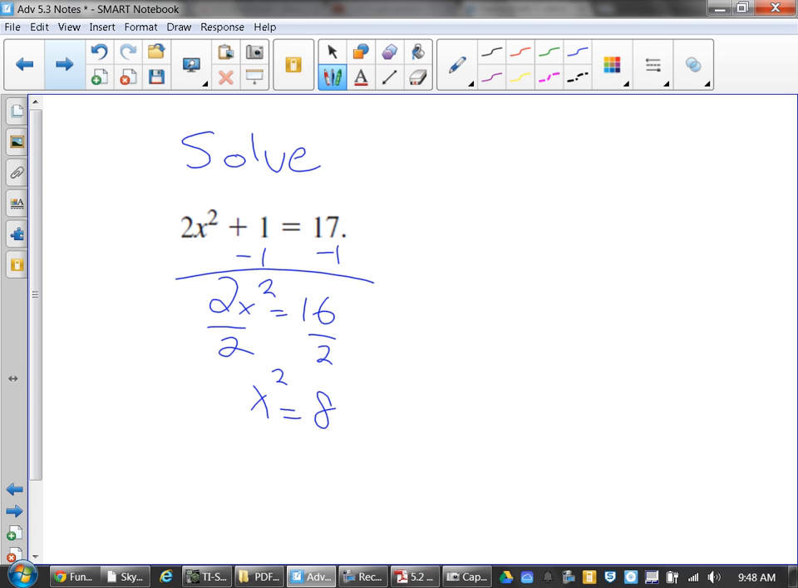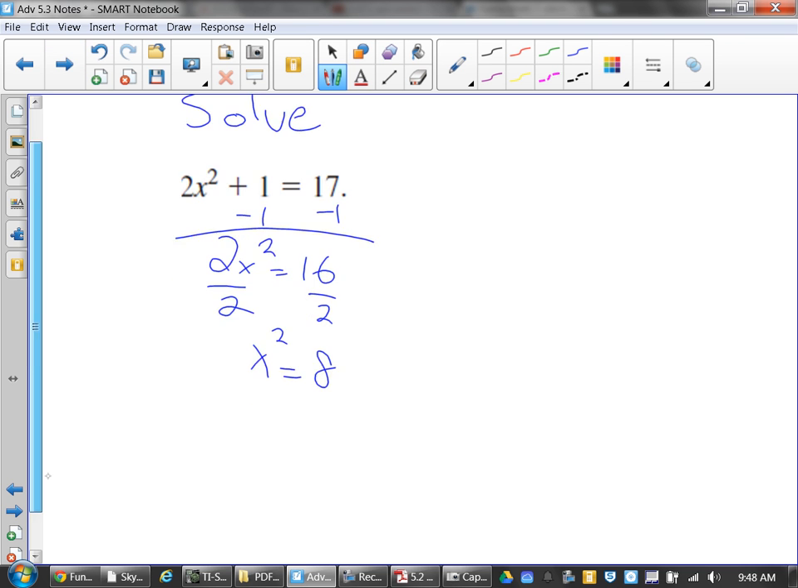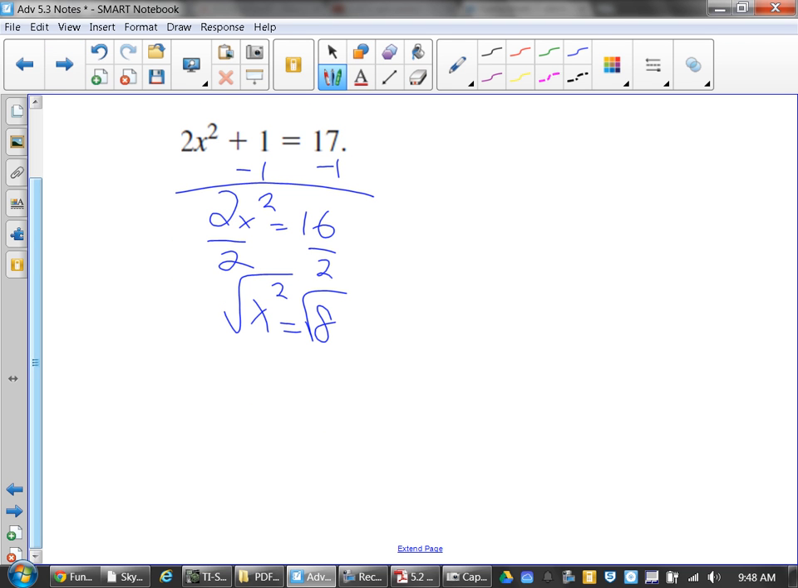Now, how do you undo squaring? You square root it. Here's the trick. We took a square root over an equal sign. Do you agree? Whenever you take a square root over an equal sign, you will always have 2 answers, a positive and a negative. You get the plus minus square root of 8.